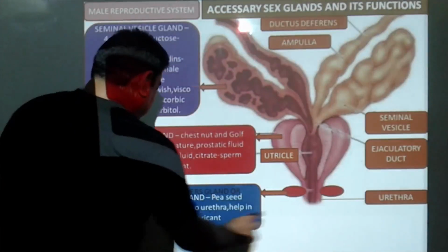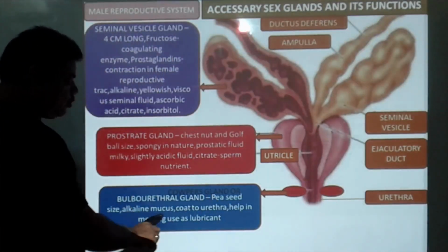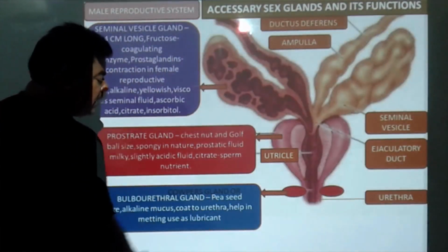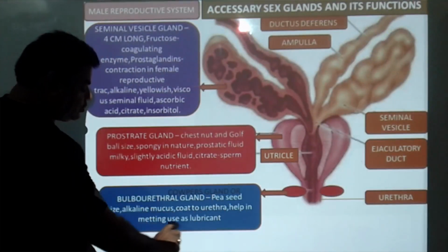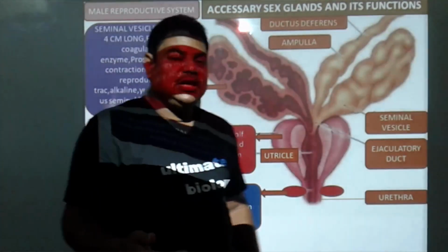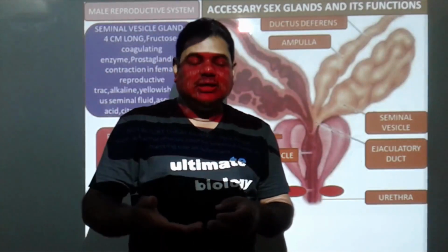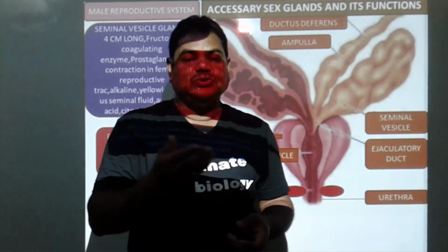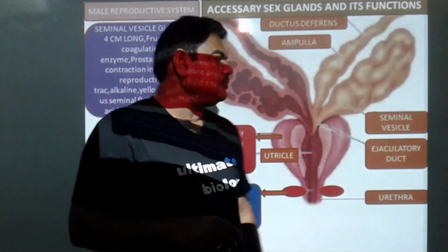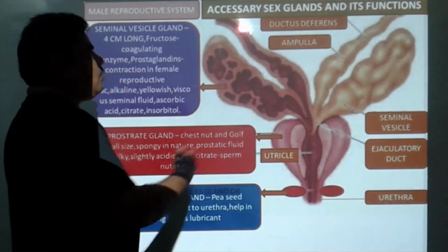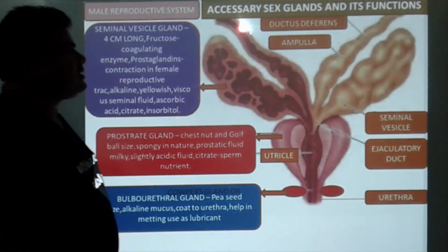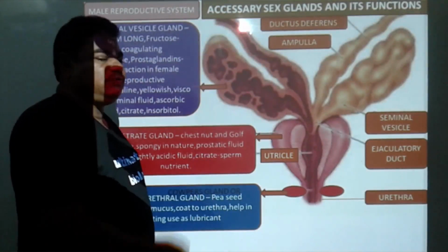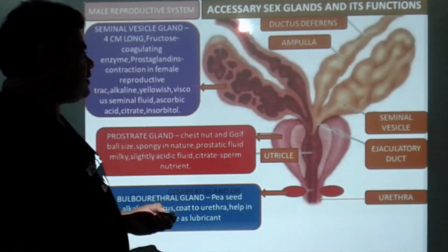So this gland secretes alkaline mucus, it coats the urethra, and it helps in the process of mating. It acts as a lubricant in the mating process, or copulation process. So this is all about what? These are the accessory sex glands which are associated with the male reproductive system.